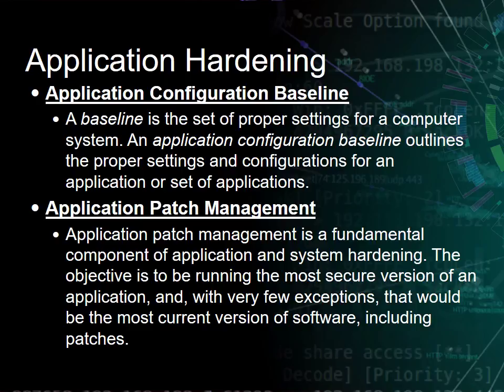Application patch management is a fundamental component of application and system hardening. The objective is to run the most secure version of an application, and, with few exceptions, that would be the most current version of software, including patches. Most updates and patches include fixing security issues and closing vulnerabilities. Current patching is a requirement of many compliance schemes as well. Patching does not always go as planned, and some patches may result in problems in production systems. A formal system of patch management is needed to test and implement patches in a change-controlled manner.